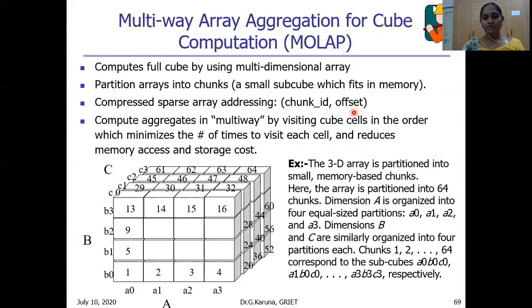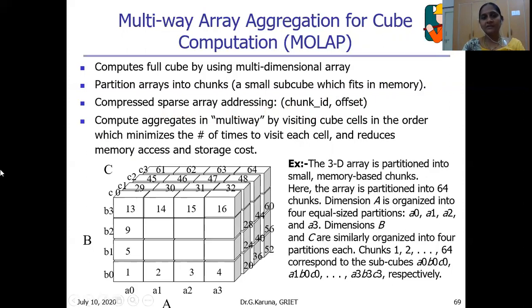These two can be used as cell addressing. Cell addressing refers to the chunk ID plus offset value. Using this, we get the compressed cells by eliminating the empty cells. What is an empty cell? An empty cell is nothing but a cell which does not have any valid data. So that is what we are going to compress, which is nothing but sparse array addressing.